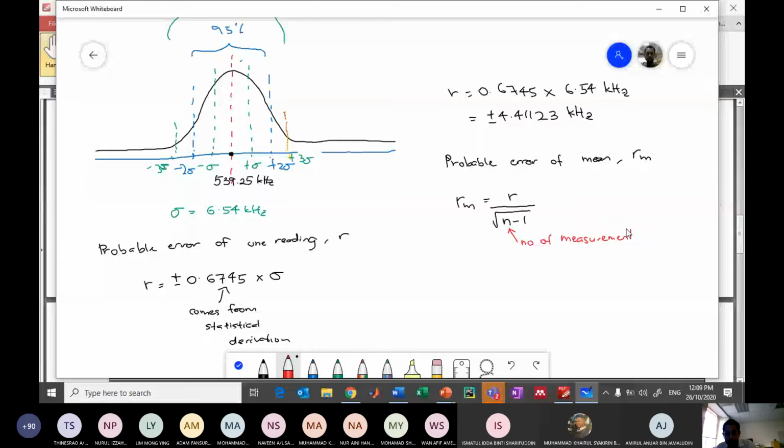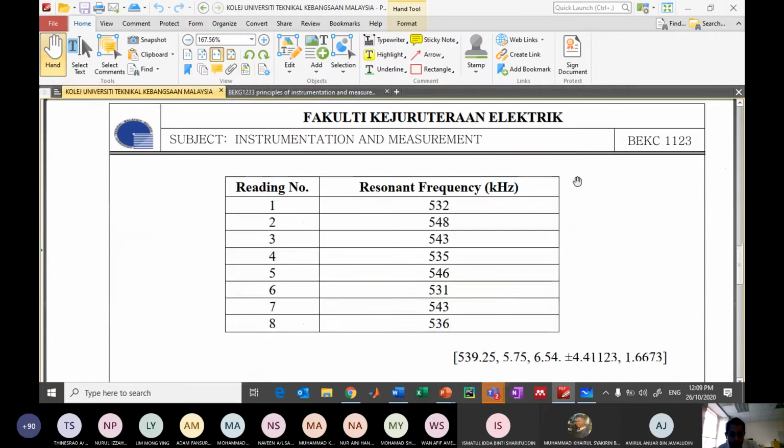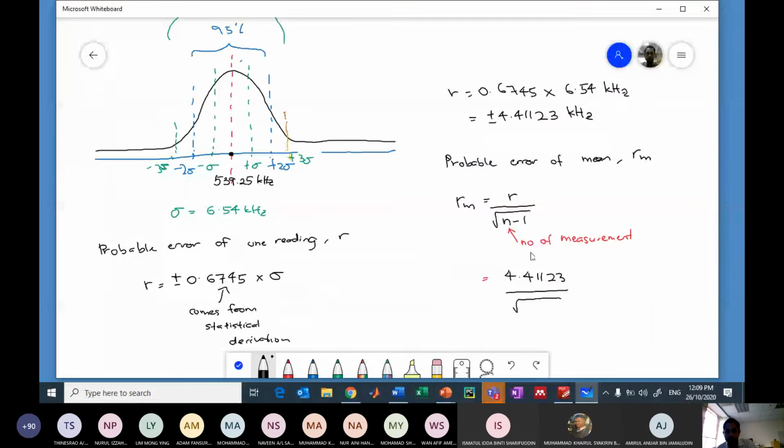Okay, so just replace the value. So I'm going to get 4.41123 divided by square root of, what was the total number of reading just now? 8. So 8 minus 1. And we are going to get 1.6673. Is it the same? Yeah, same. So this is how you solve question number 7.